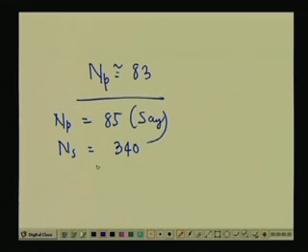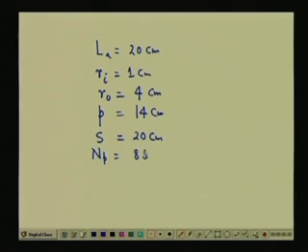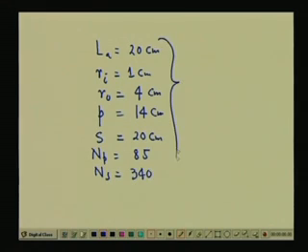So, if I write down all the design parameters of the LVDT which we have designed, it will look like this. Complete design of LVDT: LA equal to 20 centimeter, RI equal to 1 centimeter, RO equal to 4 centimeter, primary length P 14 centimeter, S is 20 centimeter, number of turns in the primary is 85, number of turns in the secondary is 340. So, this is a complete solution to problem number 12.3.